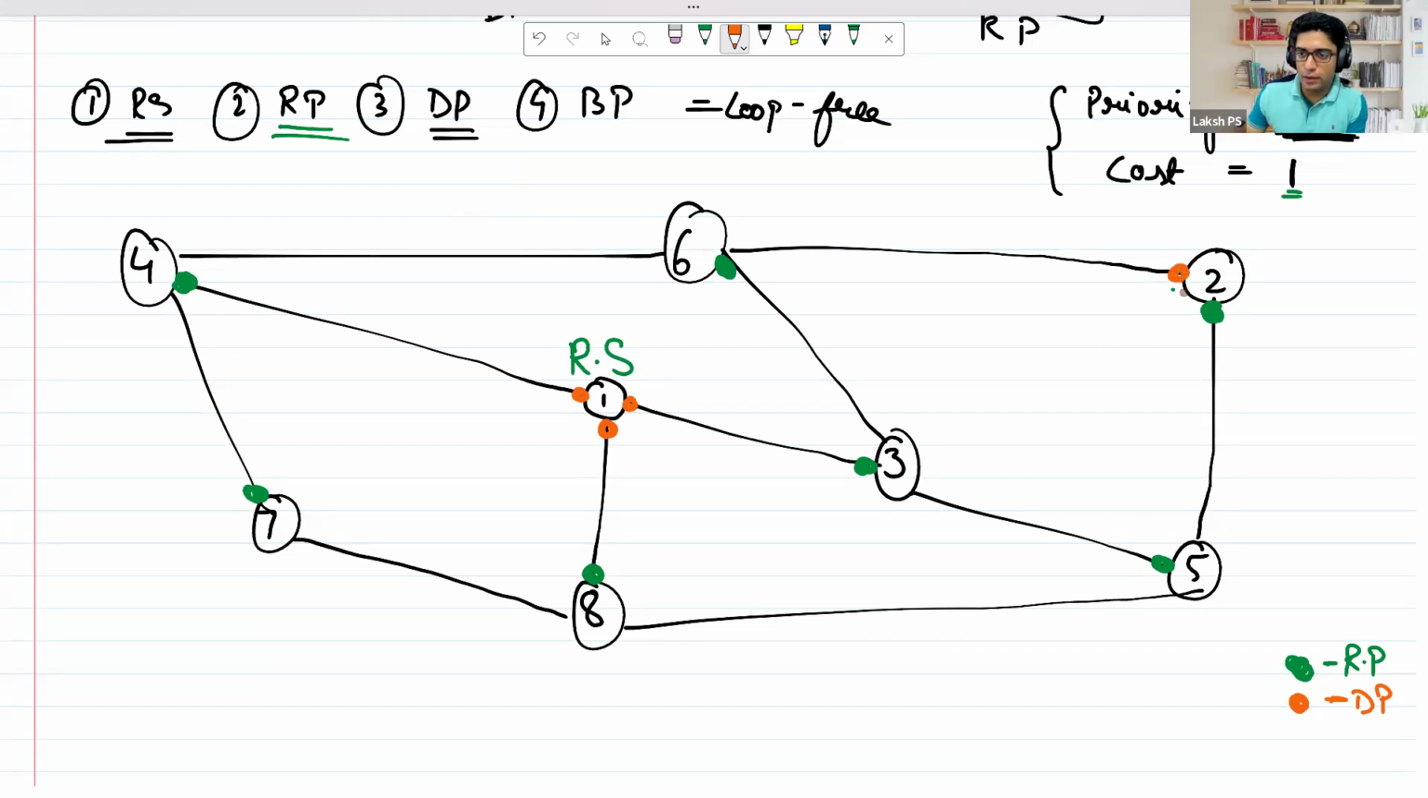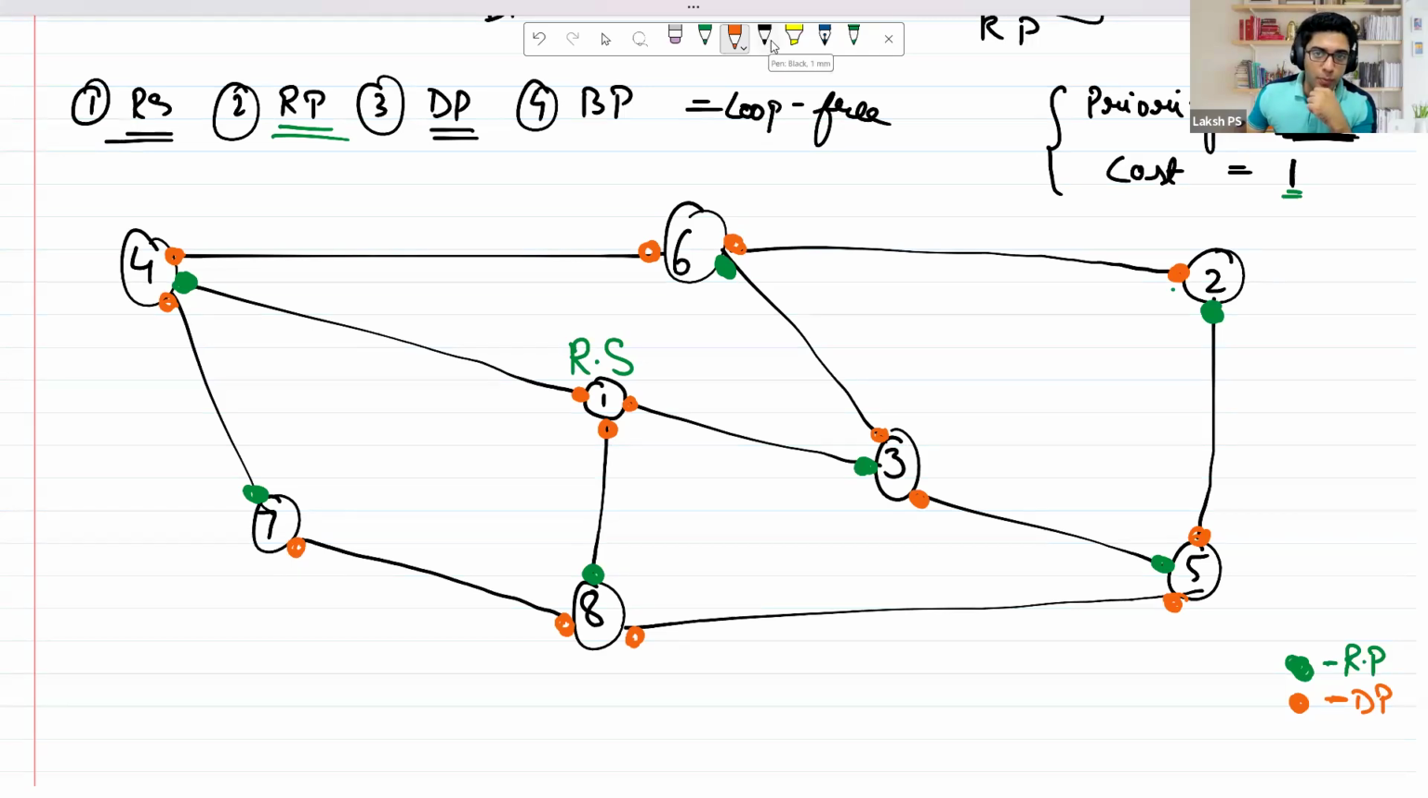So for 2, 3, 4, 5, 6, 7, and 8. Okay, so these are the designated ports for all these switches.